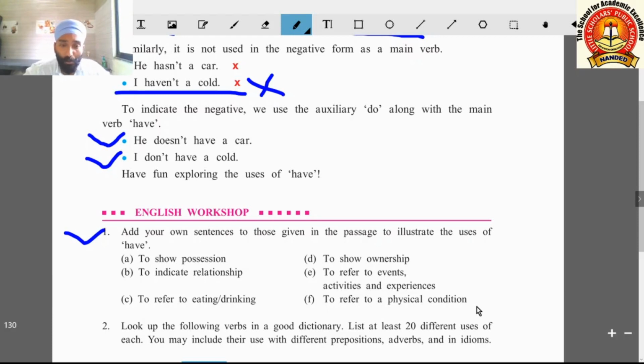This is your today's homework. For the six uses of main verb have, you have to give two examples of each. For A, two examples, B, two examples, and so on. Two examples you have to give. How to do that is given in the passage in the lesson. These two examples you have to write in your notebook.